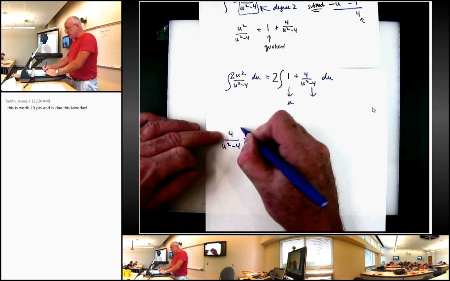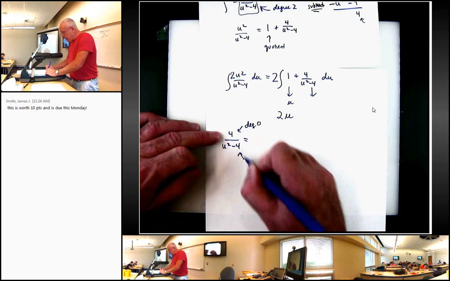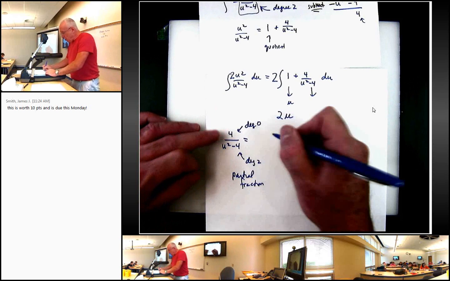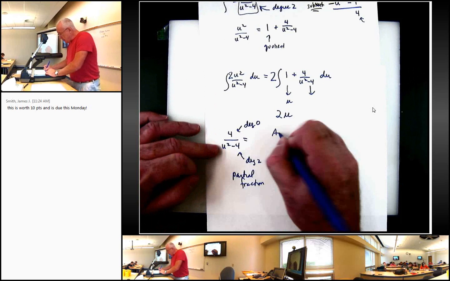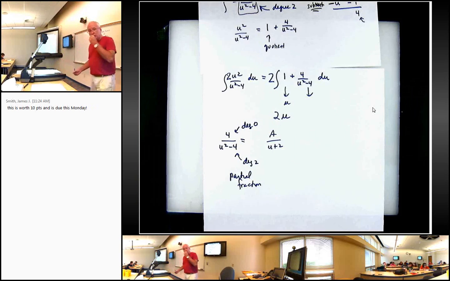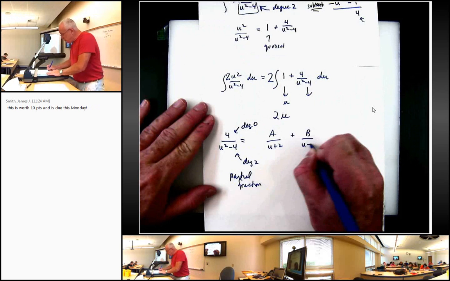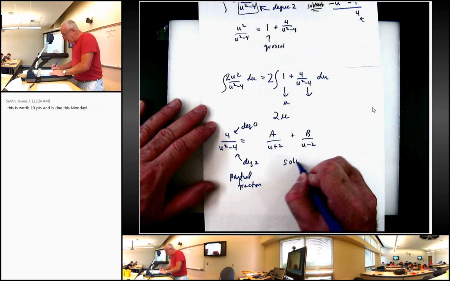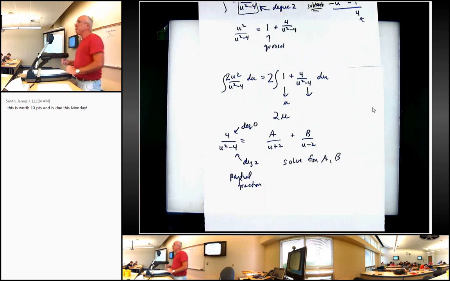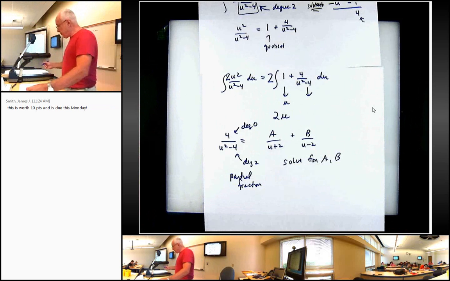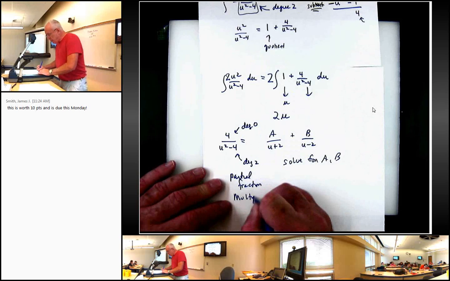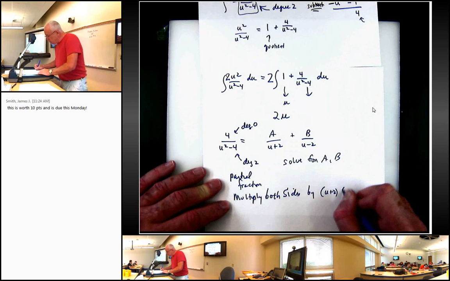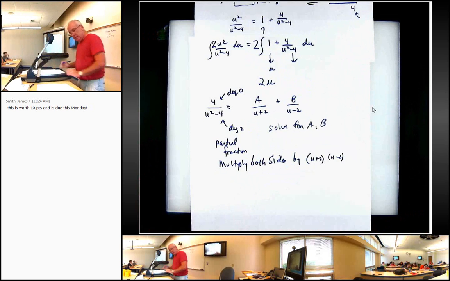Now the degree of the top is 0 rather. Degree of the bottom is 2. We can do partial fractions because we know that this factors as u plus 2. It's the difference of two squares, u plus 2, and the other factor is u minus 2. And I just put the a and the b up above them. And so I can solve for the a and b. Now, again, we multiply both sides by u plus 2 times u minus 2, the factoring of the denominator.